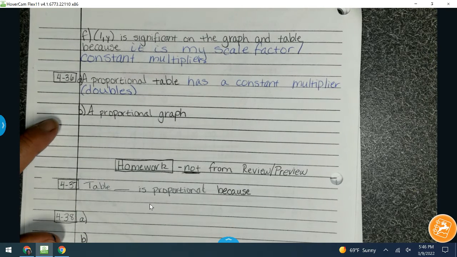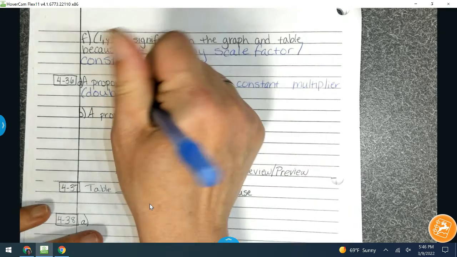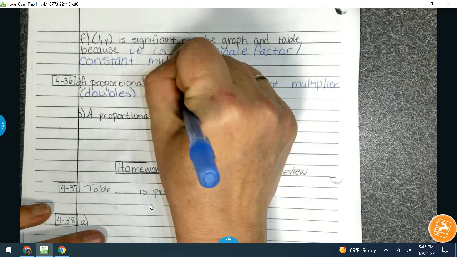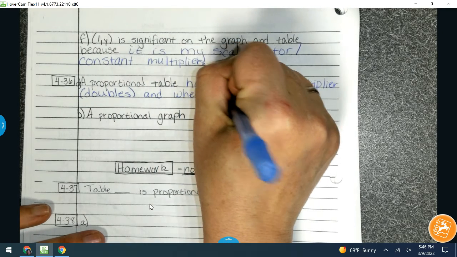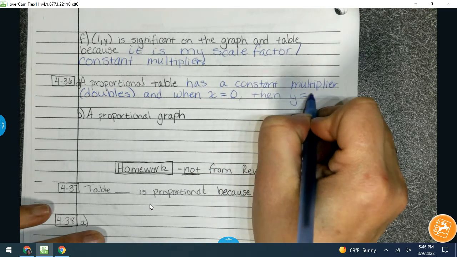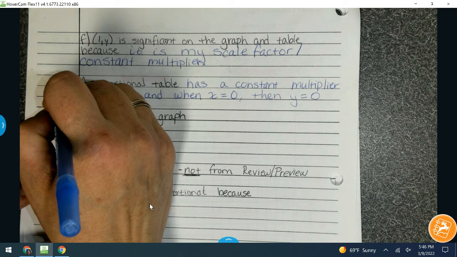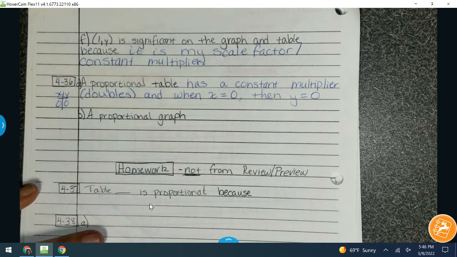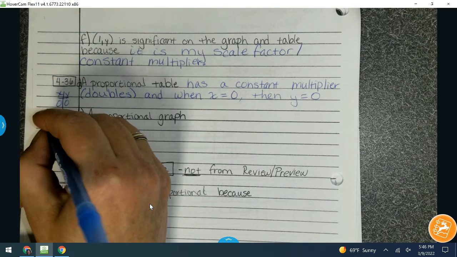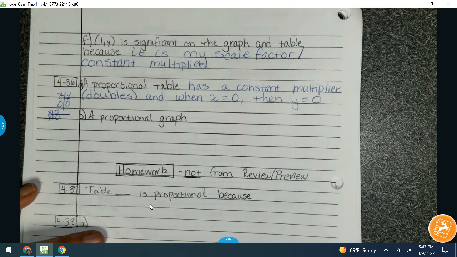The other thing that a proportional table must have, a proportional relationship has, is when x is 0, then y is 0. And I can see that in a table when it looks like this. If I have a vertical one at x and y, so we have 0, 0. If I have a horizontal one like this, I still have 0, 0, like that. That's how I can see it in that table. So when x is 0, the y is 0.